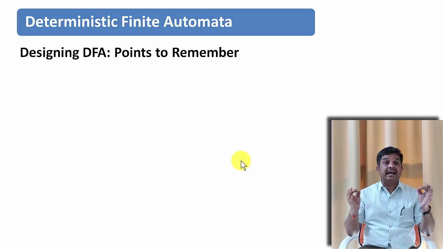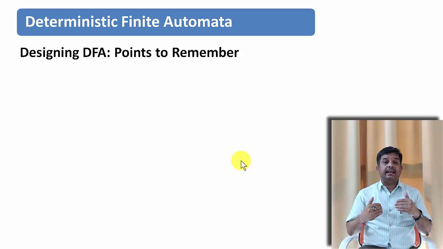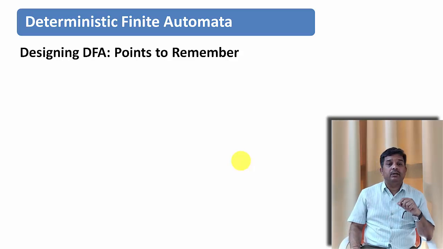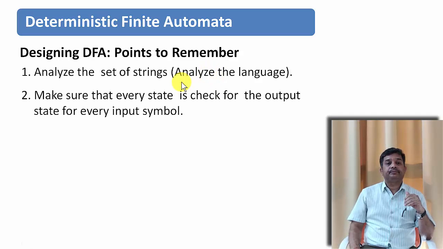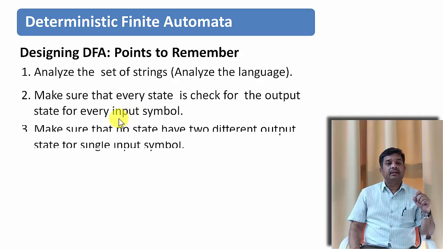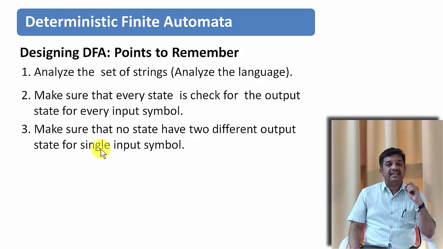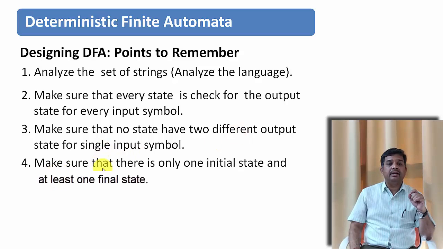Now we have not yet designed any kind of DFA. Before designing a DFA, there are a few points that you need to remember. The first one is to analyze the set of strings or analyze the language. The second point is to make sure that every state is checked for the output state for every input symbol. The third is to make sure that no state has two different outputs for the same input symbol. And the fourth is to make sure that there is only one initial state and at least one final state. These are the four points that you must remember before designing any DFA.